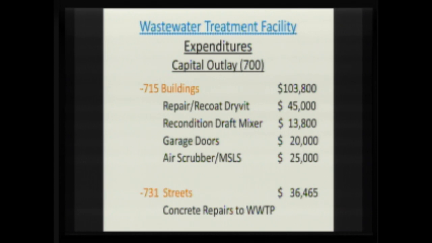731 line item is streets. We budget an amount of money in there annually to do concrete repairs at the wastewater treatment plant. It could be associated with process tanks. It also could be roadway work. The plant was put online in 1982, and wastewater is a corrosive atmosphere, and there's always the need to do some work on concrete. Next slide, please.